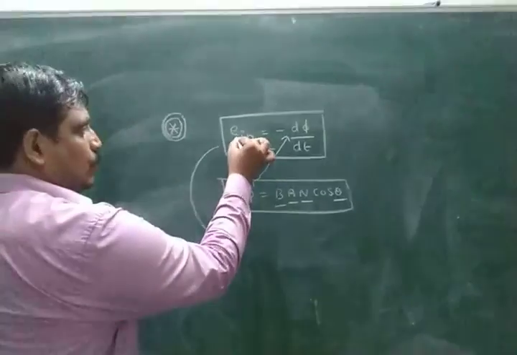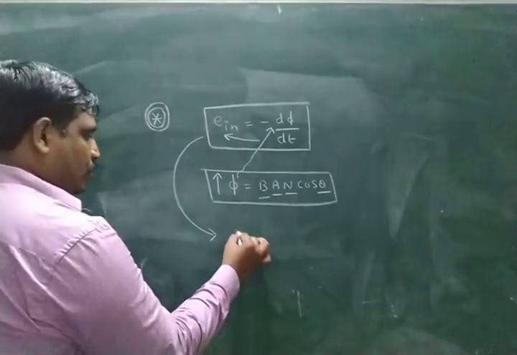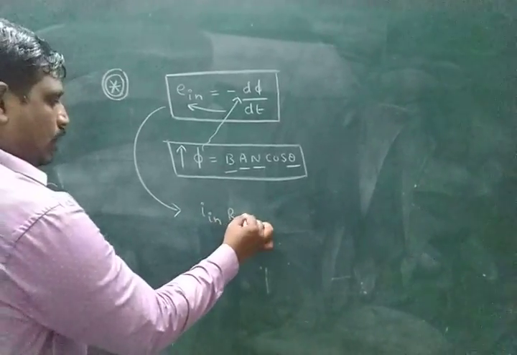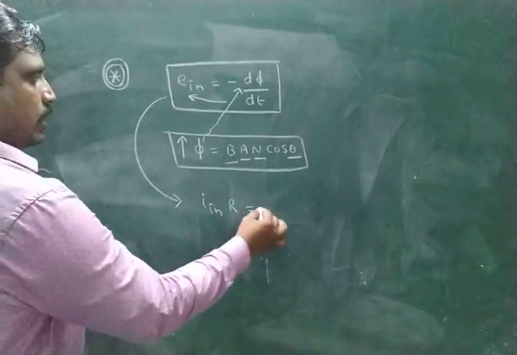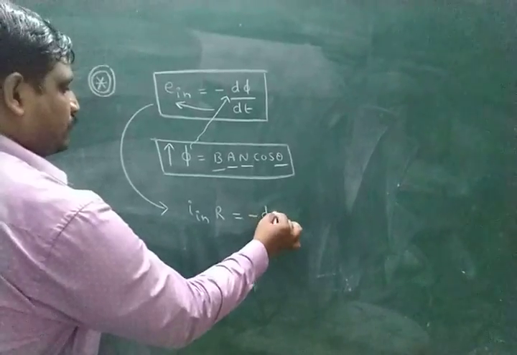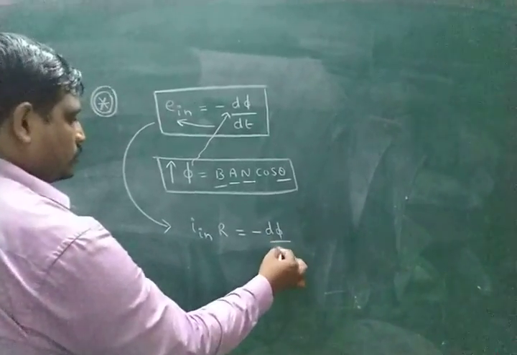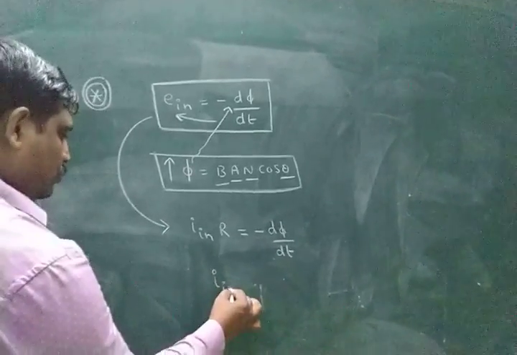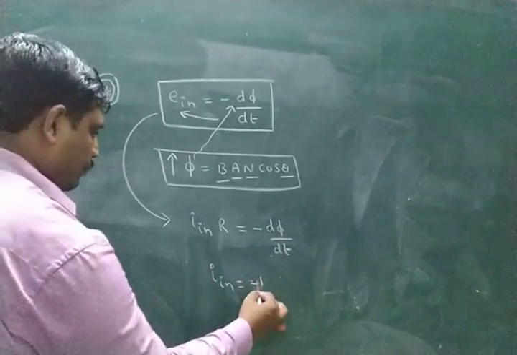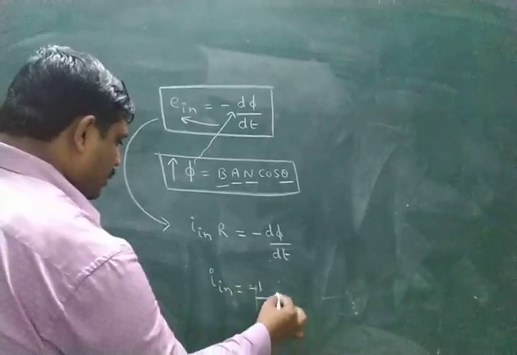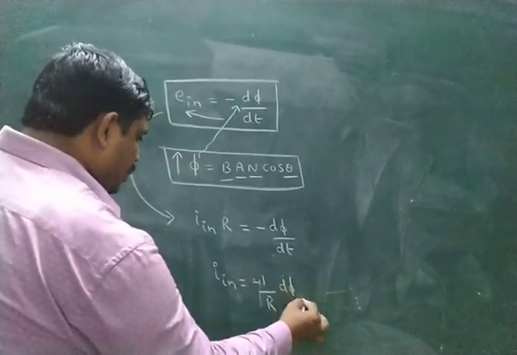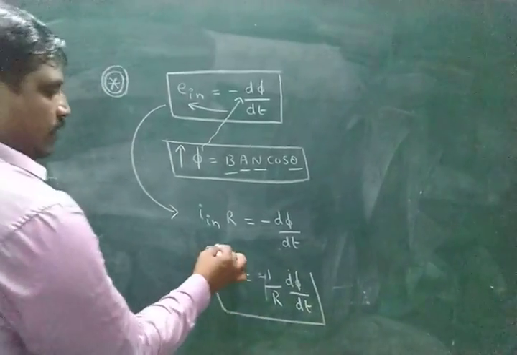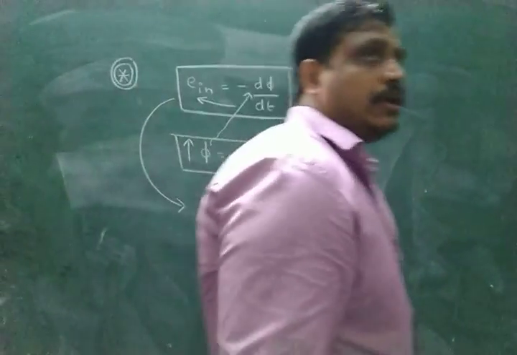We know Ohm's law, V equals I R. I induced into R, where R indicates the resistance of the coil, equals minus d phi by dt. Here induced current equals minus 1 by R into d phi by dt. This is the formula for induced current.